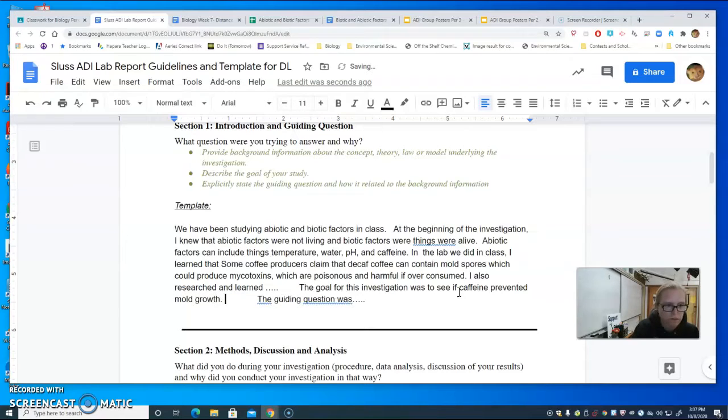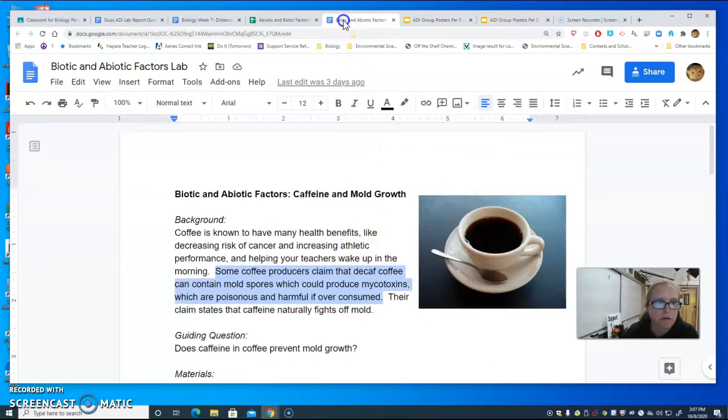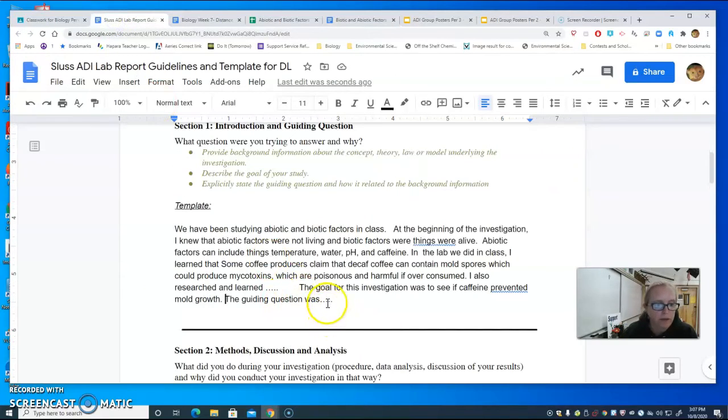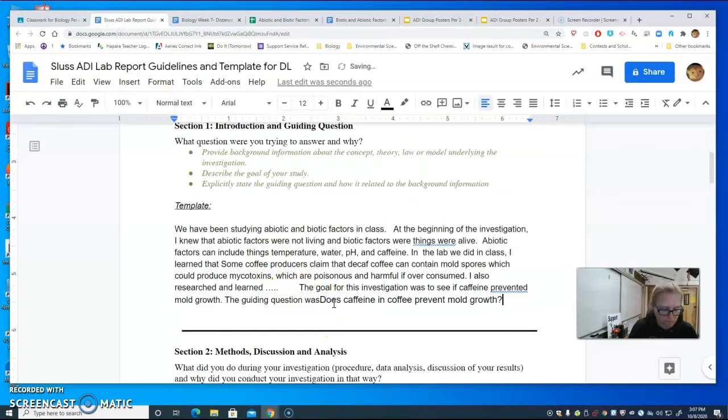Mold growth. The guiding question was, and what was it? Let's go look. The guiding question was, does caffeine in coffee prevent mold growth? So Control C, boom, plug that in there. Okay, and again, I'll have to go back and fix those fonts at the end.